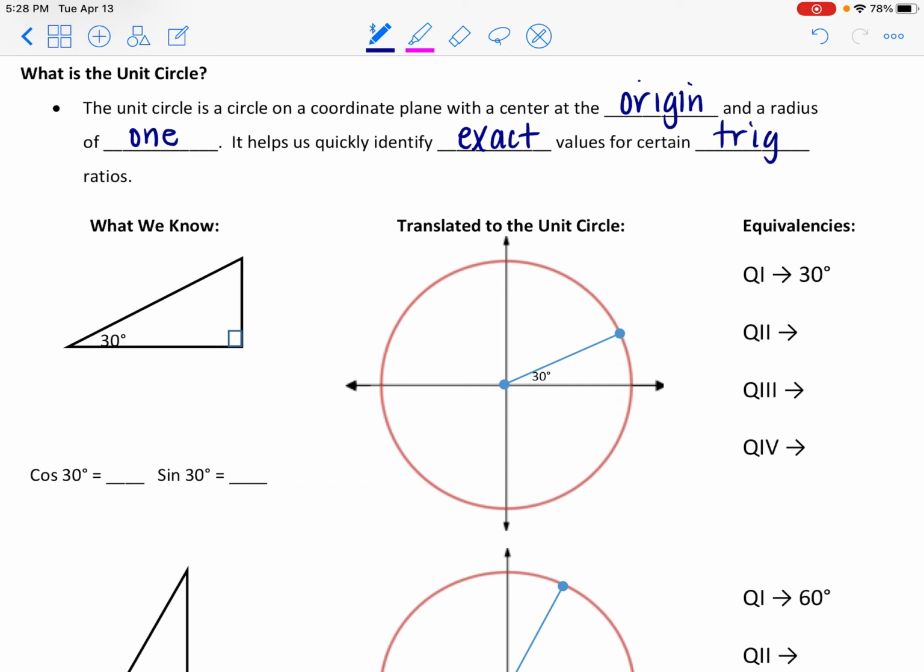So we talked about some trig ratios too, like sine and cosine and tangent. There are a few others which we'll introduce in a future lesson, but we need to be able to identify exact values for very specific trig ratios, and that's what the unit circle is going to help us with. Now, I want to show you where the unit circle comes from. It's possible that you've seen it before, but without any context on how this thing is built, it can be a bit overwhelming, okay? So we're going to start with some special right triangles.